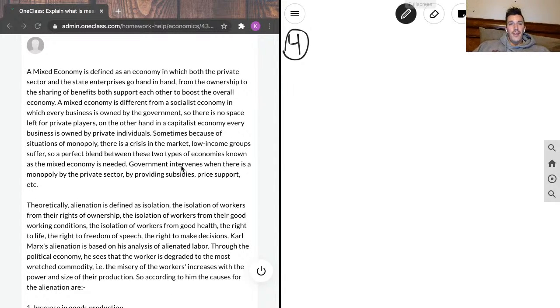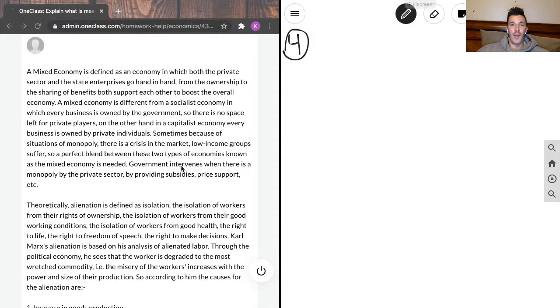So a mixed economy is defined as an economy in which both the private sector and the state enterprises go hand in hand, from the ownership to the sharing of benefits. Both support each other to boost the overall economy. A mixed economy is different from a socialist economy in which every business is owned by the government, so there's no space left for private players. On the other hand, in a capitalist economy, every business is owned by private individuals.